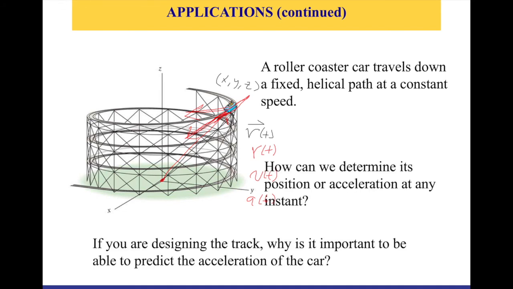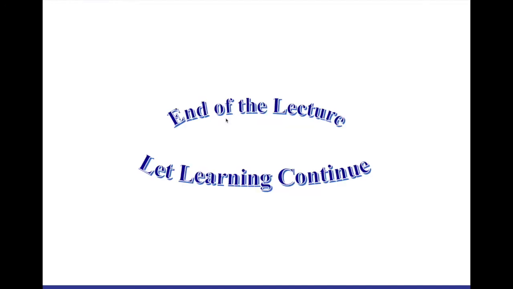How can we find the position and acceleration at an instant? This is what I meant, and we're going to show you how to do that. If you are designing the track, it is very important to be able to predict the acceleration of the car, because the acceleration is a vector that's going to be pulling the car away from the path, and we need to make sure that this pulling force is not going to get the car off the path and cause an accident. So I hope that this is a quick introduction about the challenge and why we want to learn how to analyze a particle moving on a curved path.